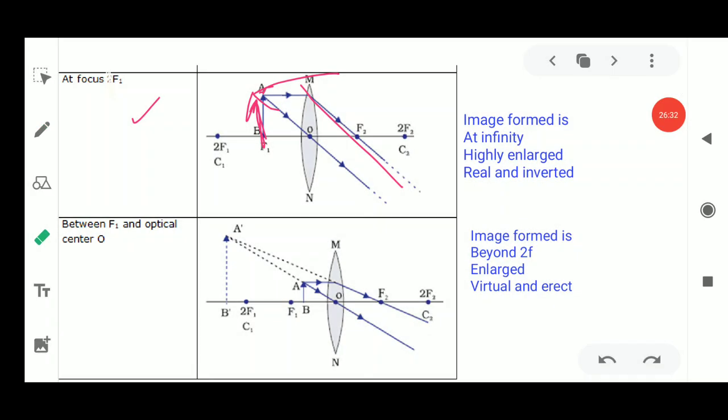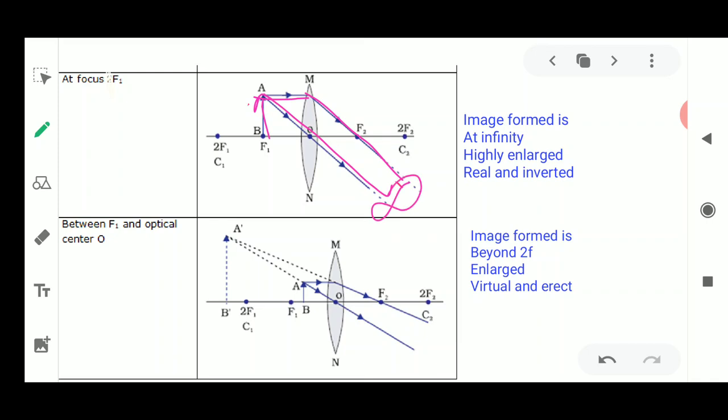Whenever the object is placed at the focus, what will happen? It is going to form the same type of image as when the object was placed at infinity. Here also, the ray of light parallel to the principal axis will always pass through the focus. Then the ray of light passing through the optical center makes an image at infinity.